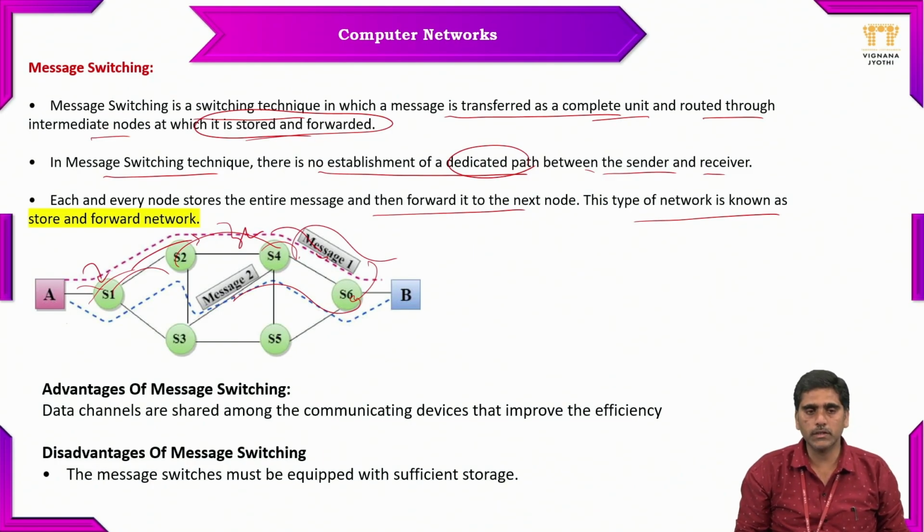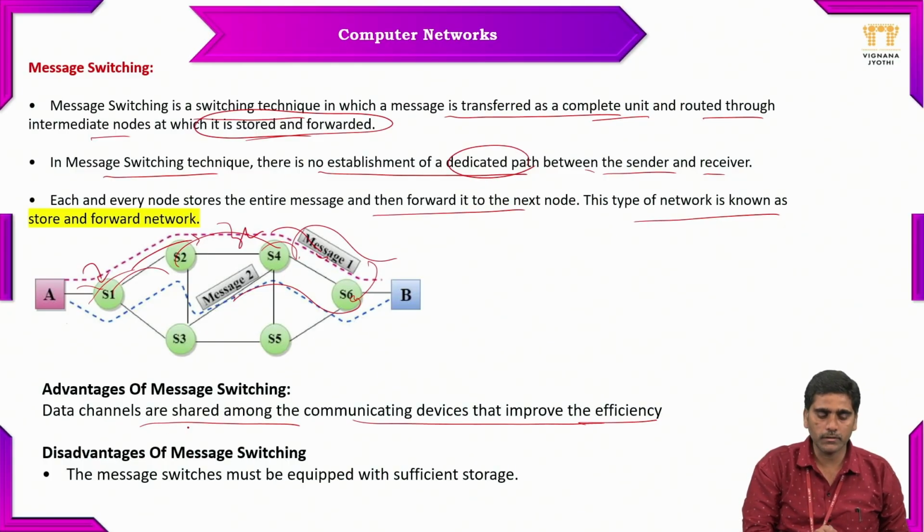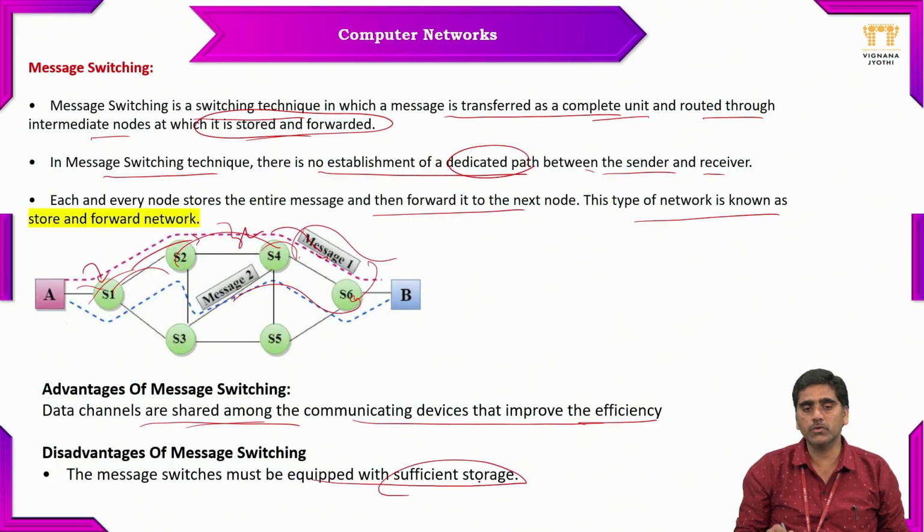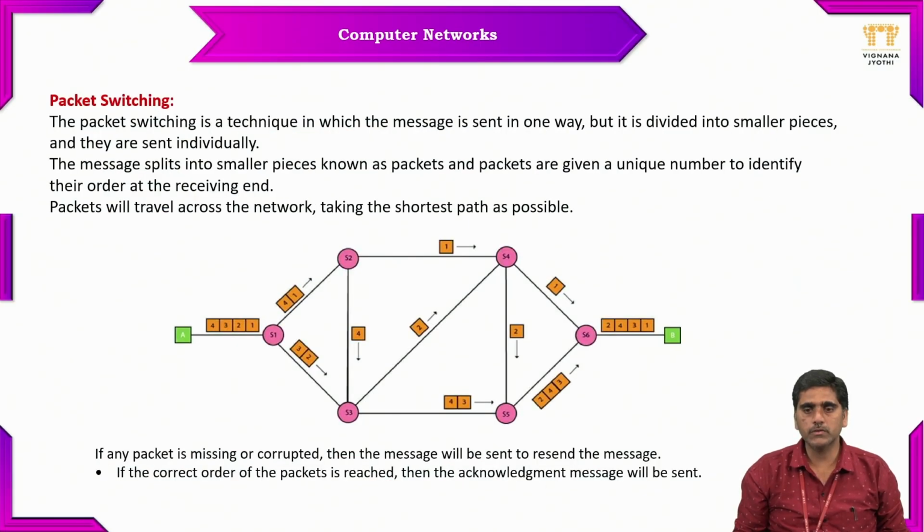The advantage of message switching is what? Data channels are shared among the communicating devices, which improves the efficiency, because every node maintains the information about the message as well as the other nodes. And the disadvantage is what? The message switches must be equipped with sufficient storage, because we need to maintain all the nodes' information. So it requires more storage.